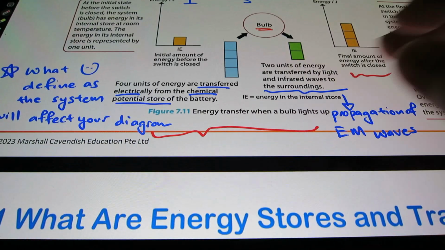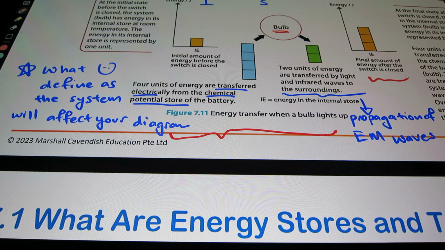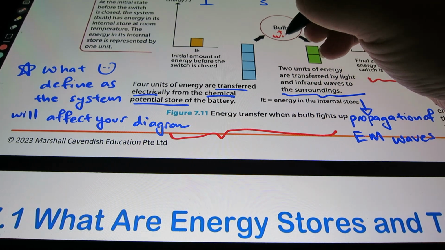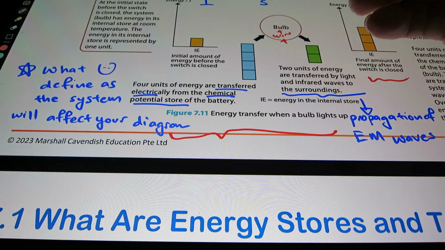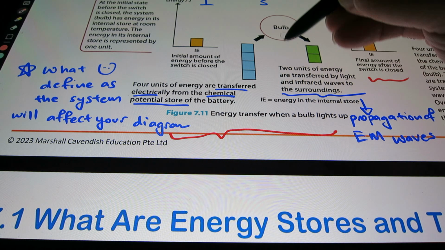Now, what you define as the system will affect your diagram. If, let's say, I do not want to talk about the bulb only, but about bulb plus wire plus battery as a whole, then of course your energy diagram is going to look different. So in this case, I'm just focusing on the bulb.